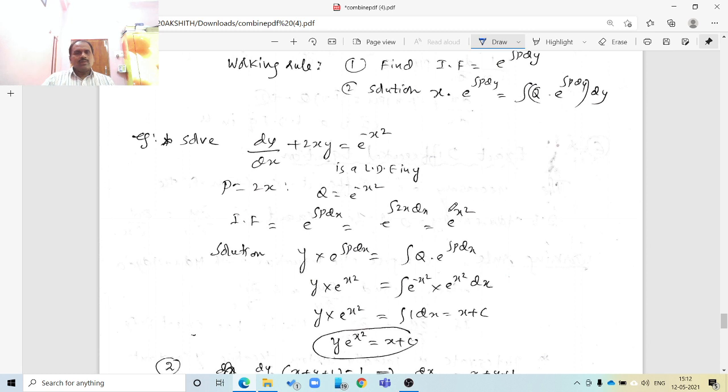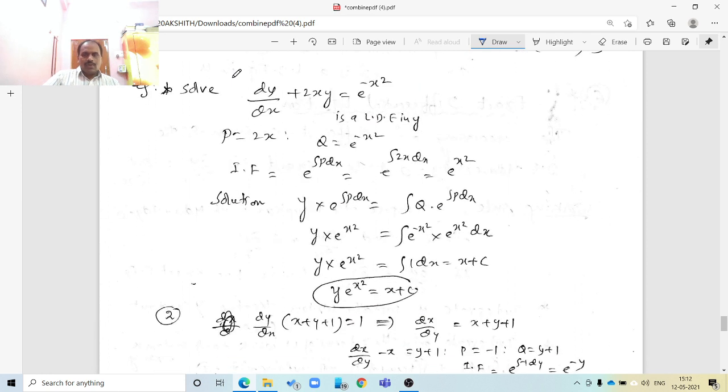Let us see examples on two different methods here. One is dy by dx plus Py is equal to Q, that means a linear differential equation in y, and the other one is linear differential equation in x. First we take the linear differential equation in y. Clearly it is in the form of dy by dx plus Py is equal to Q, where P is equal to 2x and Q is equal to e power minus x square. Integrating factor e power integral P dx, this is e power integral 2x, you will get e power x square.